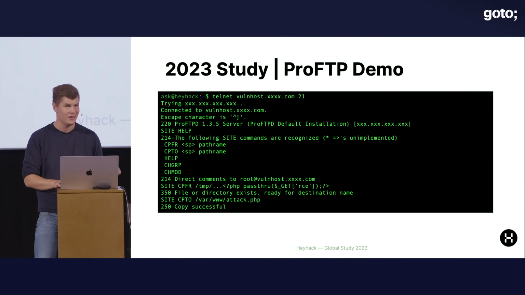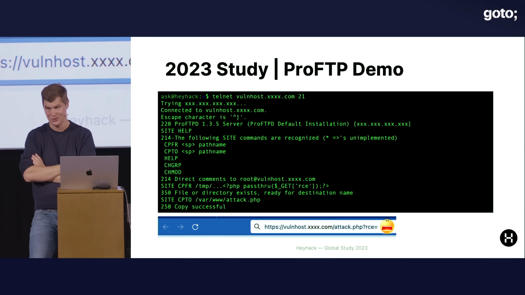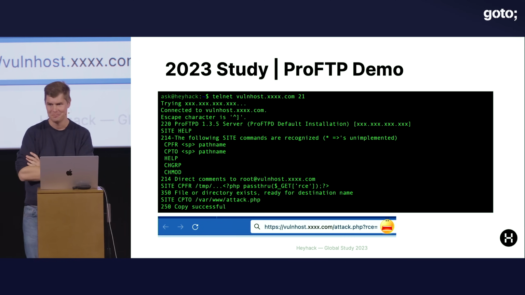And now we can go ahead and just issue a simple GET request to this particular file, attack.php. So the attack might look something like this: vulnerablehost.xxx.com/attack.php, and then the query string parameter RCE. And after this equal sign here, we can type in any shell command that we'd want to. And you can really imagine all the kind of damage you can do from here.